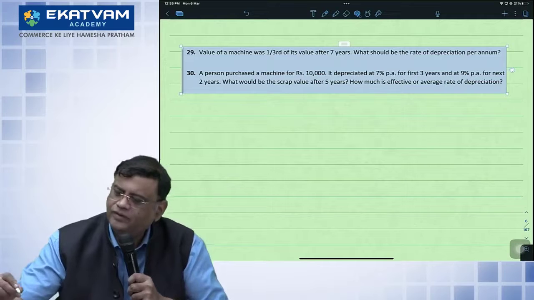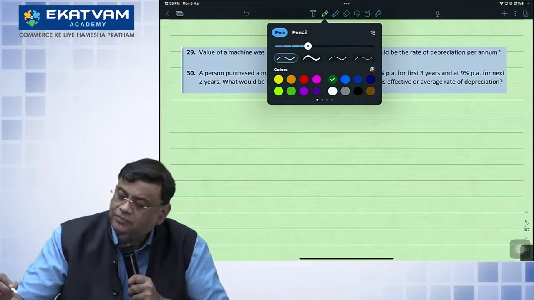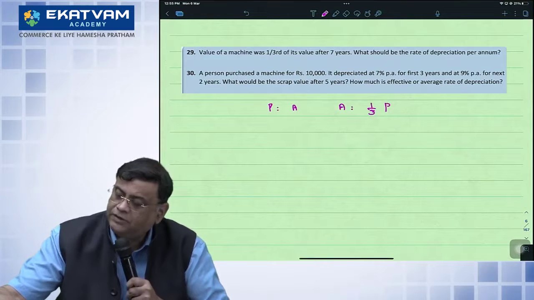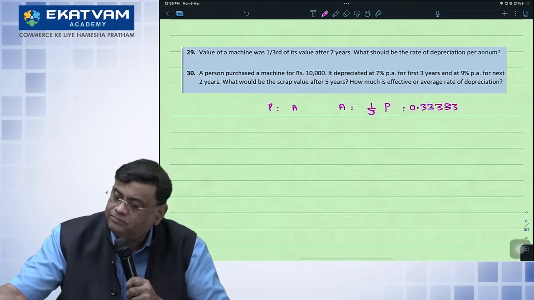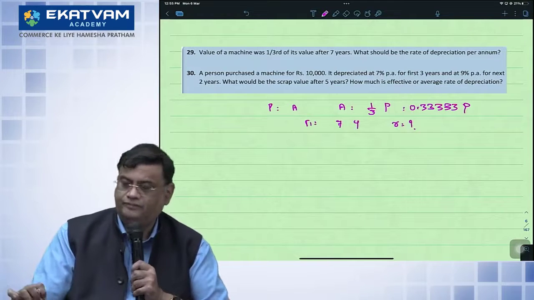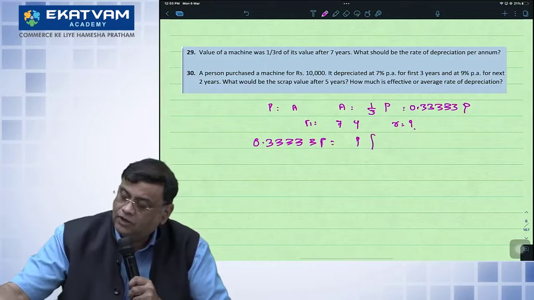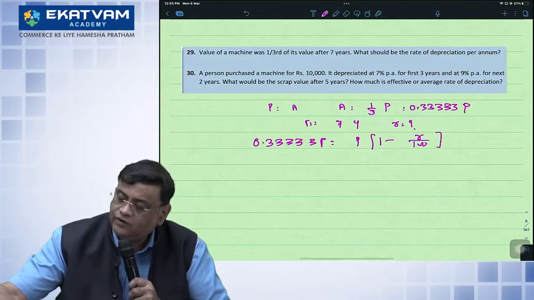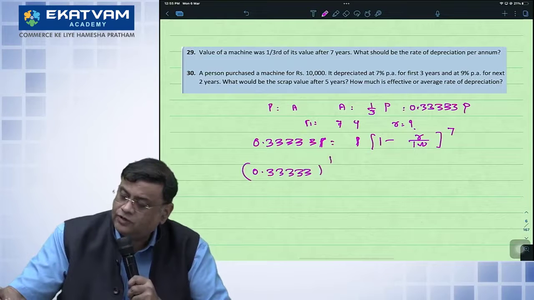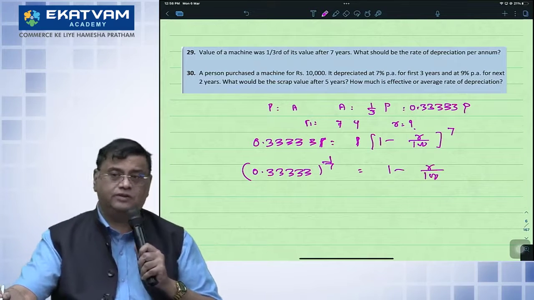Okay, look at me. So P is P. Therefore P is P. Look at P. P is P. A is 1/3 of P. And 1/3 of P means 0.333333 P. That is happening in the period of 7 years. And then you're supposed to find the value of R. So 0.33333P is equal to P 1 minus R over 100 that raised to 7. So P, P cut. Therefore 0.333333 that raised to 1 upon 7 is the value of 1 minus R over 100. Now how much is this value? 0.333.